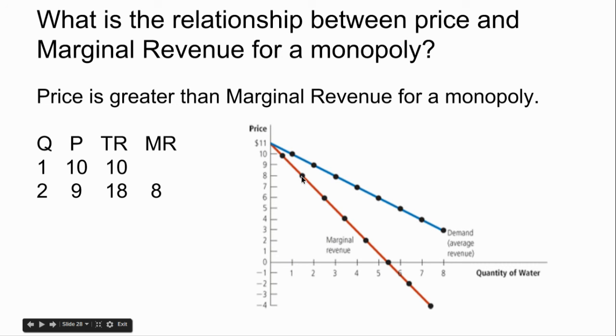This $8, which I plotted halfway between 1 and 2, because it's the marginal revenue of going from 1 to 2, is below $9, the price at the higher quantity, and it's below $10, the price at the lower quantity. Marginal revenue will always be below the prices for the quantities used to calculate the margin when the demand has a negative slope. The marginal revenue curve is always below the demand curve.